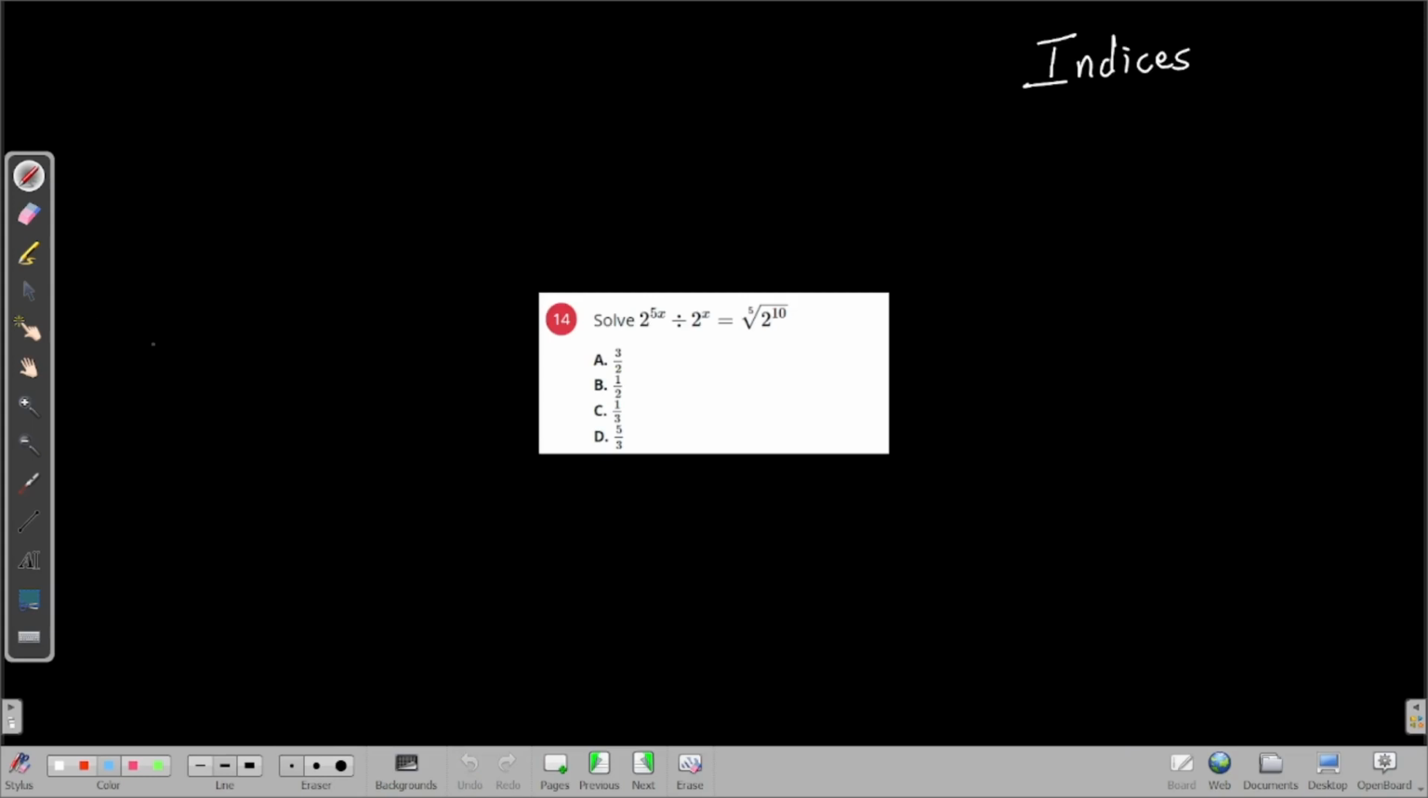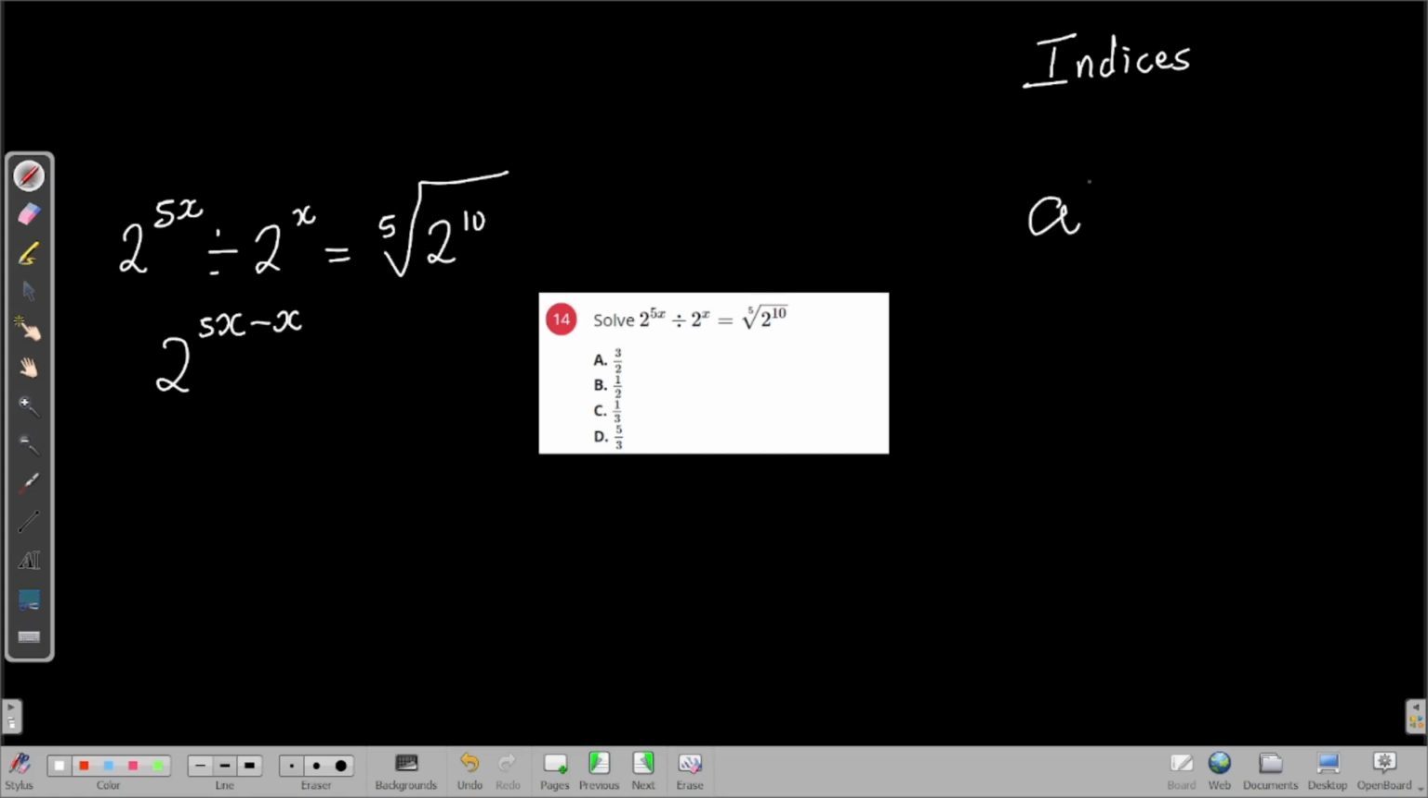We have a question on indices. 2 raised to the power 5x divided by 2 raised to the power x is equal to the 5th root of 2 raised to the power 10. The 5th root, that's why you have 5 here. So this is 2 raised to the power, from the laws of indices, 5x minus x. Remember that a raised to the power x divided by a raised to the power y is equal to a raised to the power x minus y, and that's equal to 2 raised to the power 10.